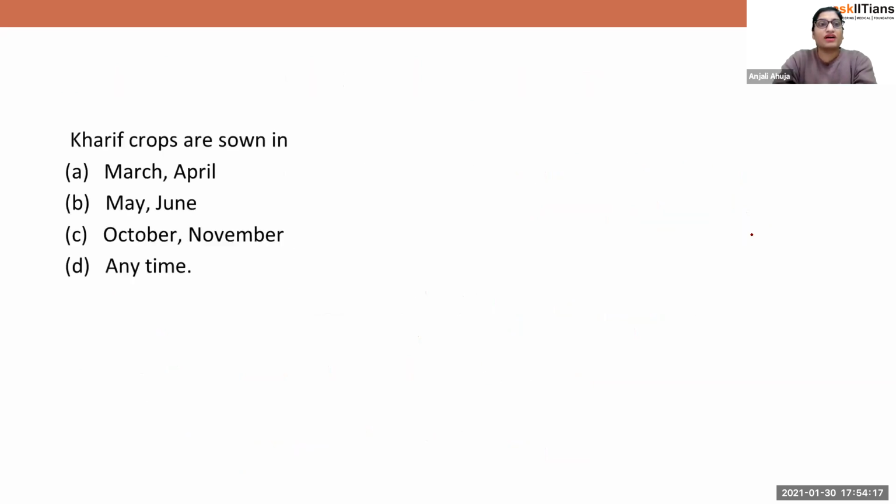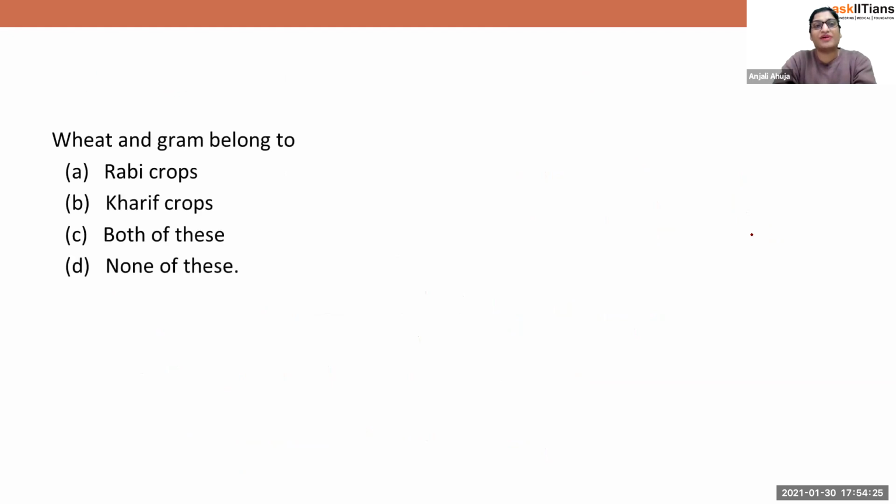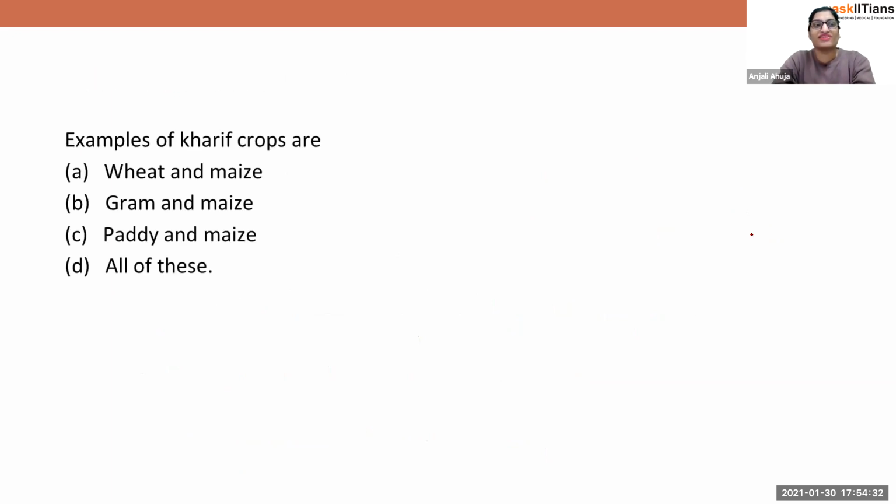Kharif crops are sown in, I've told you this. You know the answer. Wheat and gram belong to the left one. You know the answer. Examples of Kharif crops are the right one. Remember the image that I've shown you. At least learn the examples. You can find more examples.